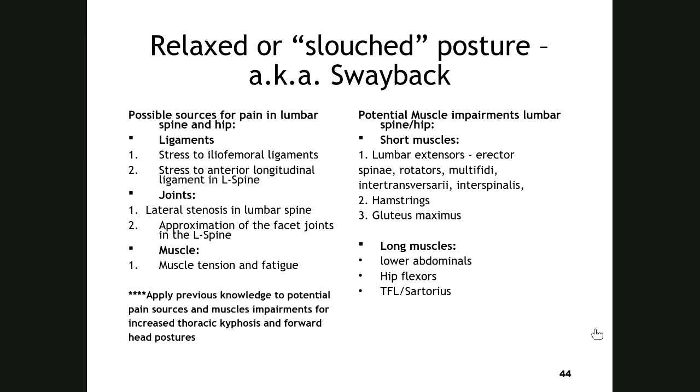So the muscles that are going to get tight are going to be the lumbar extensors, including all of these listed here, the erector spinae, the rotatores, the multifidus, the intertransversarii, and the interspinales are all going to get shortened. The hamstrings and the gluteus maximus are going to get shortened, and the lengthened muscles are going to be your lower abdominals, your hip flexors, and your TFL and your sartorius. Let me go ahead and share this one here.